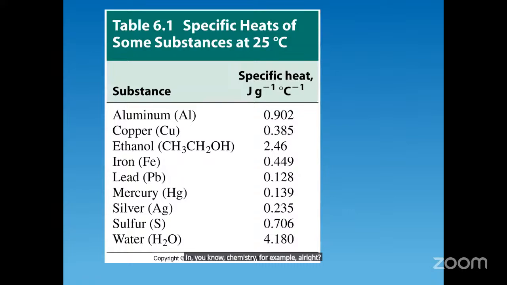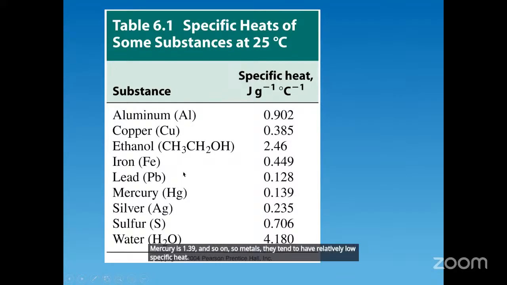Okay, and here we have a list of different substances and their specific heat. You need to recognize that the specific heat of a substance is a physical property, like density, right? So different substances will have different values for specific heat. What you notice is that metals typically have relatively low values. If you look at this short table, iron has a value of 0.449 joules per gram degree Celsius, lead is 0.128, mercury is 0.139, and so on. So metals tend to have relatively low specific heat.